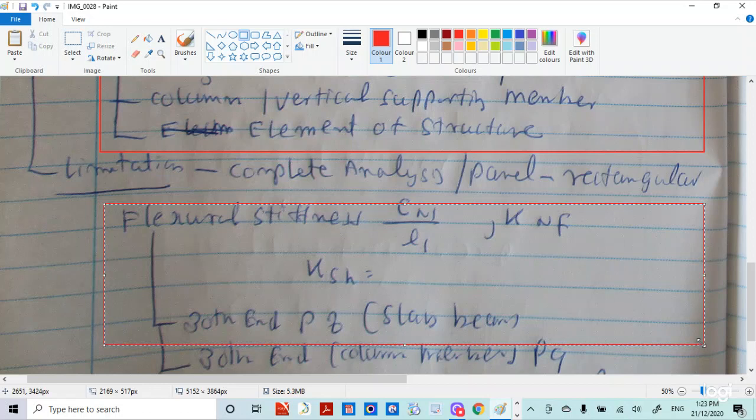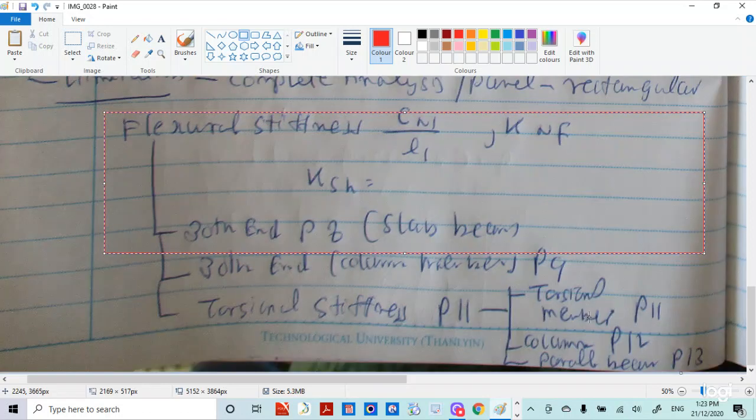We calculate the Cn1, L1, KNF. Regarding the two bands, on page number 8 there is the slab B calculation. So on page number 8 we provide the slab B calculation. The calculation for both ends is on page number 9, which is about the column.